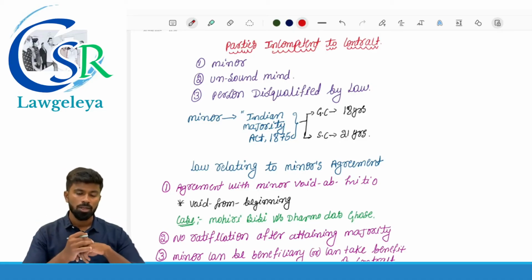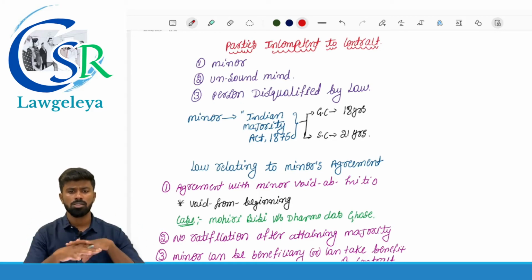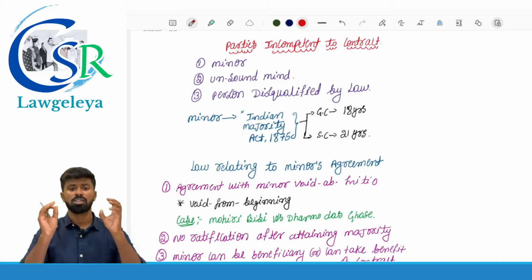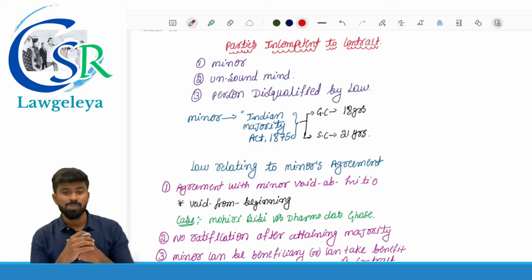Who is a minor? The definition of minor is given in the Indian Majority Act 1872. In the normal cases or general cases, anyone who has not attained the age of 18 years is considered as minor. Then who is major, sir? The one who has completed 18 years of age is considered as what? A major. Then who is a minor in special cases, sir?